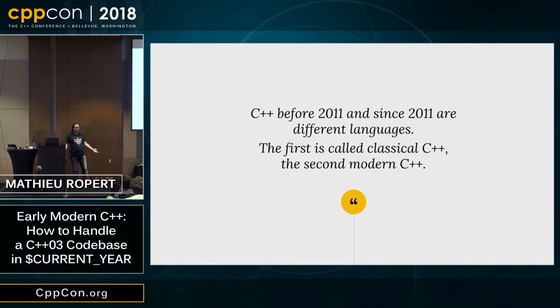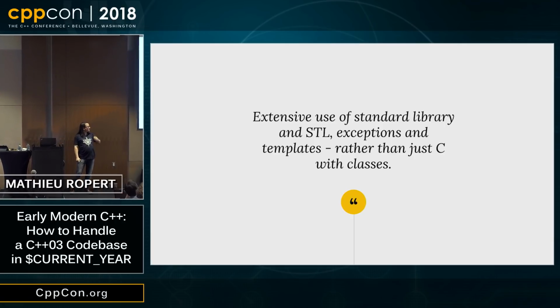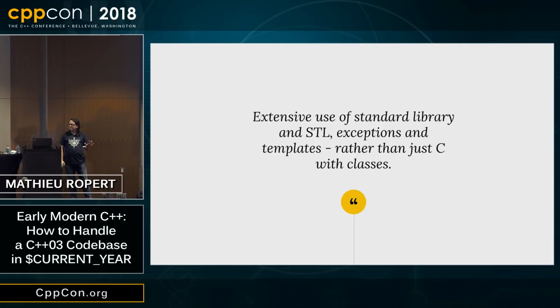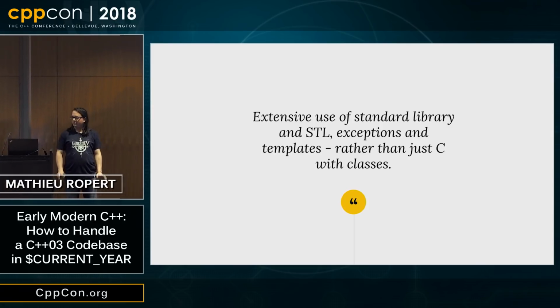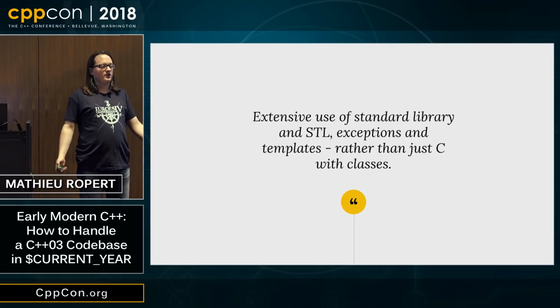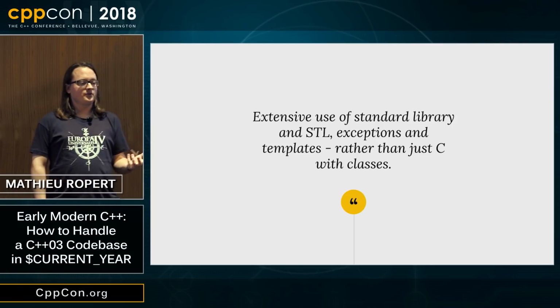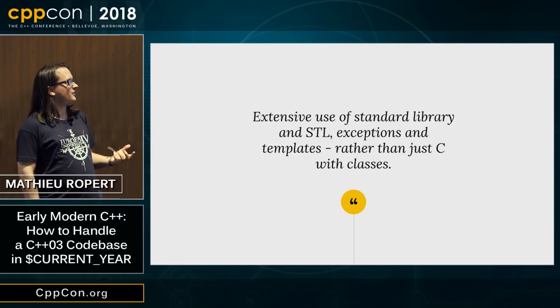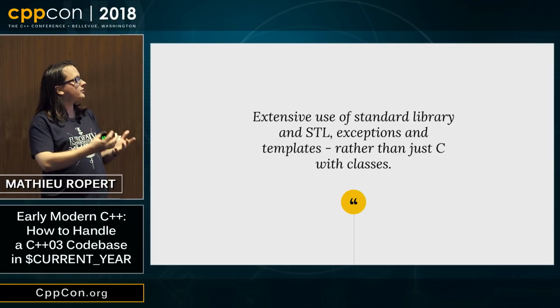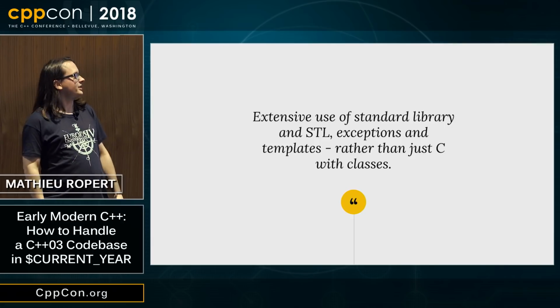So, what do you do when the first Google answer doesn't work? You try the second one. The second one, I think it's from a Microsoft blog at the time, but I would not be exactly sure. Anyway, it says extensive use of the standard library and STL, exceptions and templates rather than just C with classes. This one is interesting because instead of defining modern C++ by what it is, it kind of defines it by what it's not. It's not C with classes. We are starting to make progress, but I don't think we're there yet.